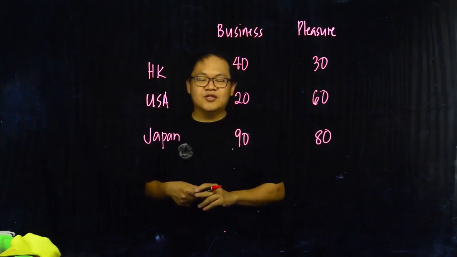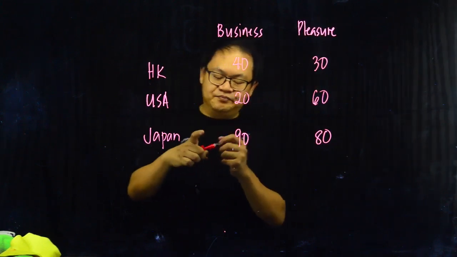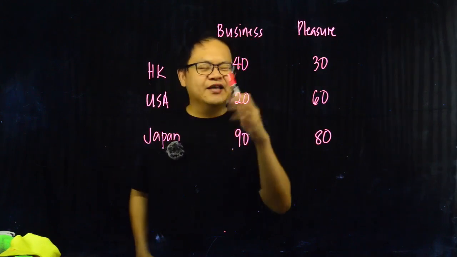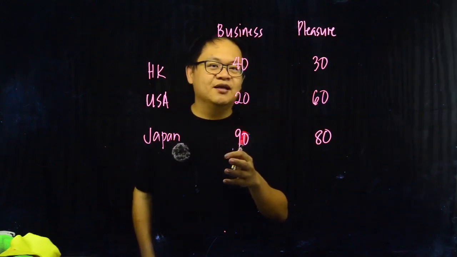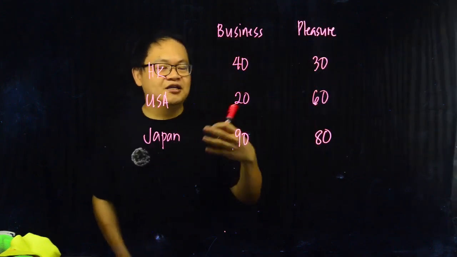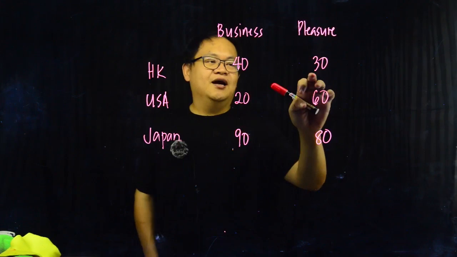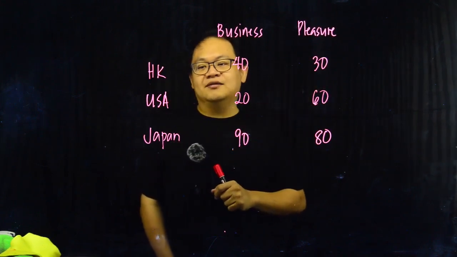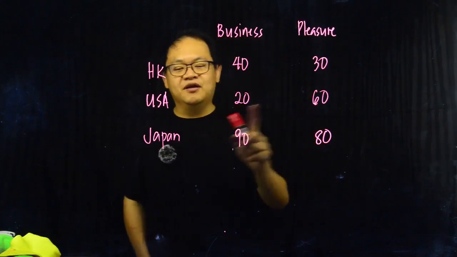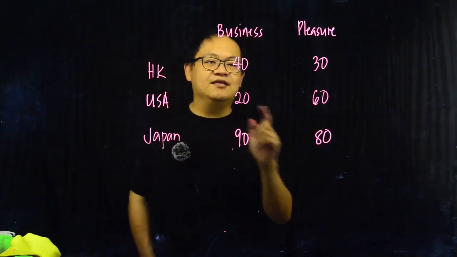Okay? So what does this mean? This means that from the point of view of business, if you go to Hong Kong, you'll get some 40 points. But from the point of view of pleasure, let's say sightseeing, tourist attractions, shopping, you'll get 30 points. Now, if you go to the US, you get 20 and 60 for business and pleasure. And if you go to Japan, you'll get 90 and 80.